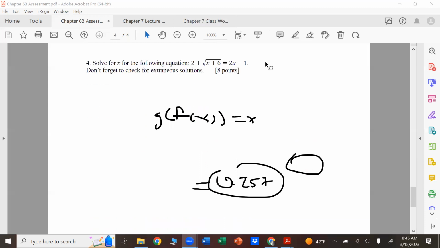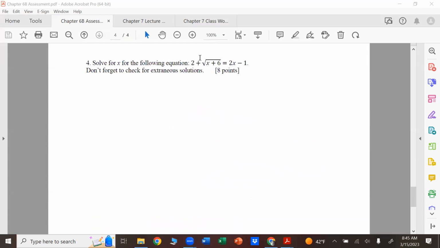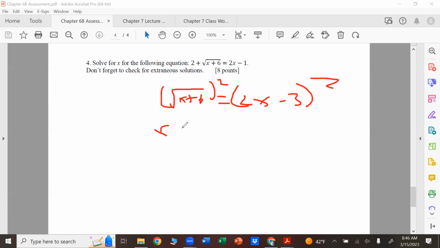Then with the last page, this went well. You want to subtract the 2, so you have 2x minus 3. Overall, this went great. Much better than the previous one. Square both sides. x plus 6 equals 4x squared minus 12x plus 9. We get all terms on one side here.